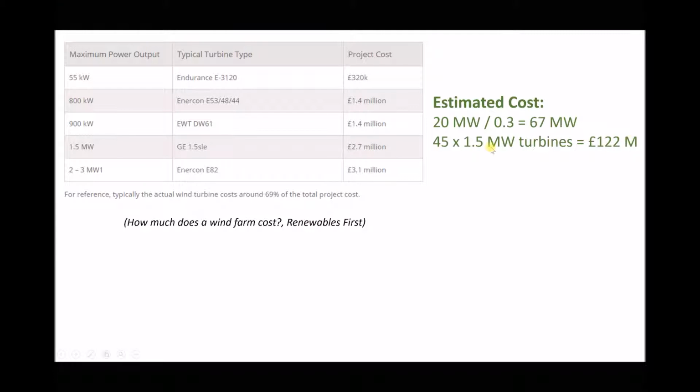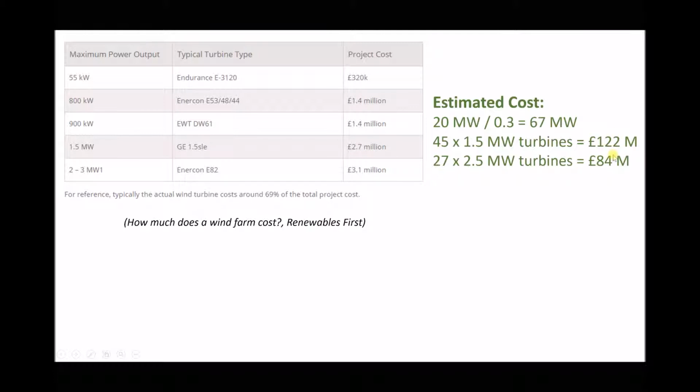But let's look at another alternative, and this time we're going to use the bottom row, the Enercon E82. So we can see that the Enercon E82 wind turbine has a power output between 2 and 3 megawatts capacity. So if we take the average of those, 2.5 megawatt, we would need 27 of those turbines in order to achieve our capacity of 67 megawatts. 27 turbines at 3.1 million each gives us £84 million.